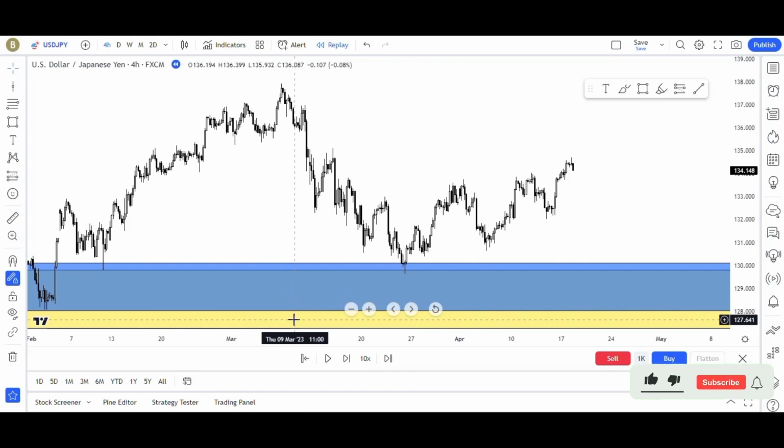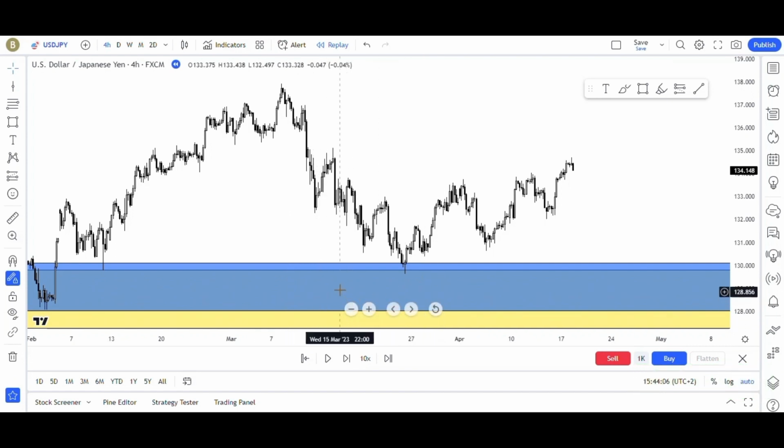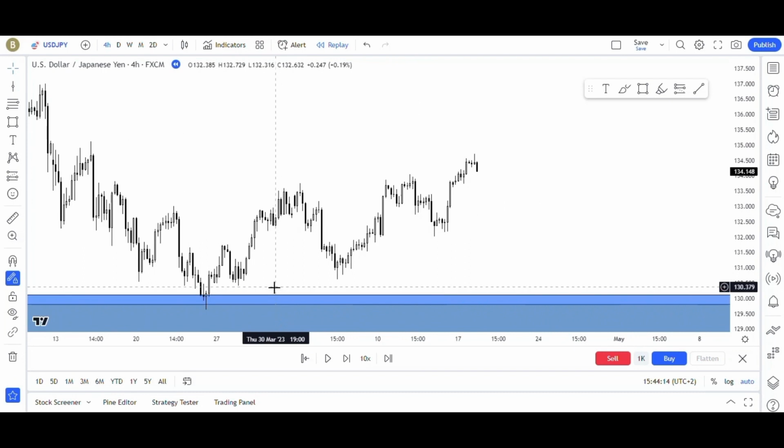The yellow zone means the weekly demand zone, and this other color, I don't know the name of this color, but anyway, you understand this color here. There was a 2 days demand zone here. So actually you can see that price touched both zones here.